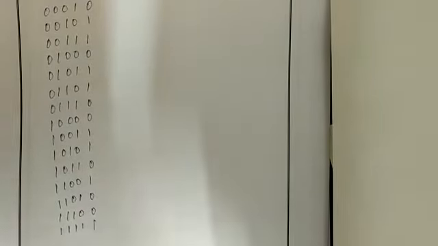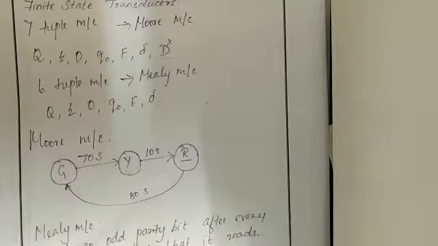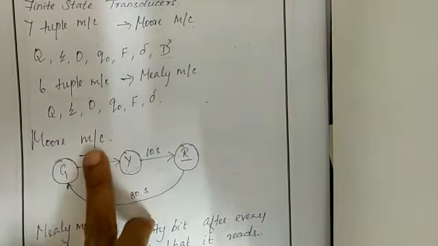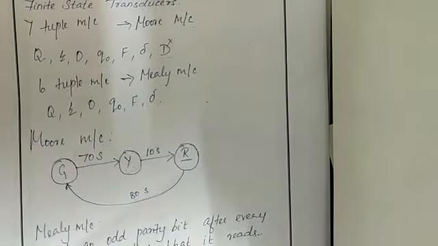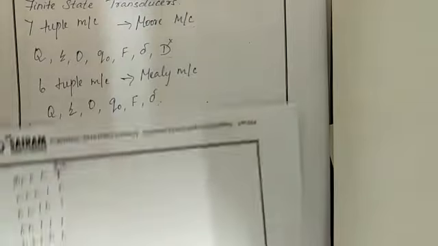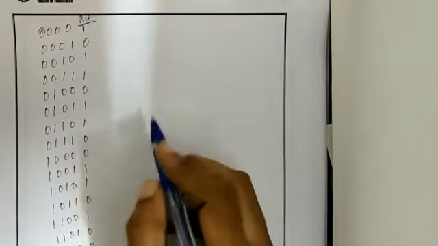Okay. Now I have to design a Mealy machine. You know, both Mealy machine and Moore machine belong to finite state transducers. That is, each state is associated with an output. Here also you can see each state is associated with an output. Likewise, in my Mealy machine also, each state will be associated with an output. Now I have to design my Mealy machine.